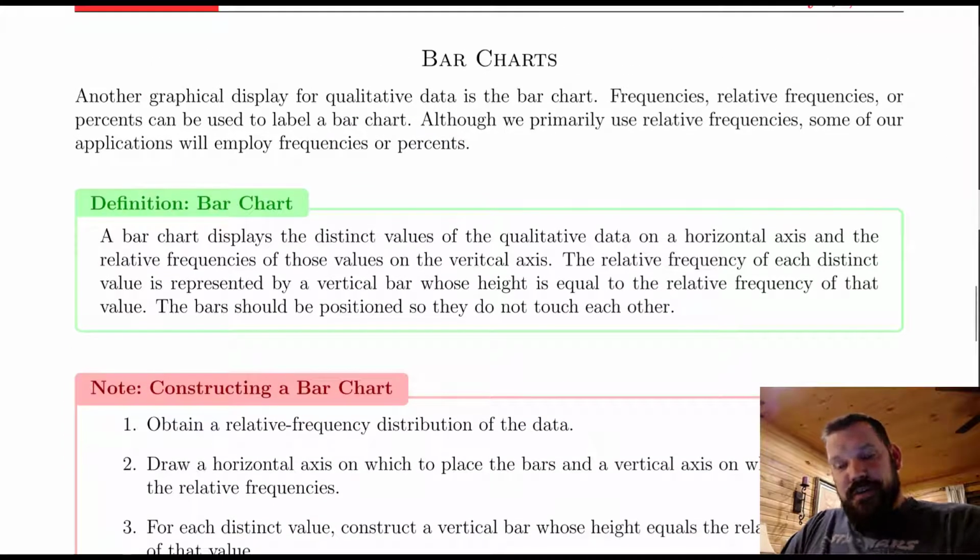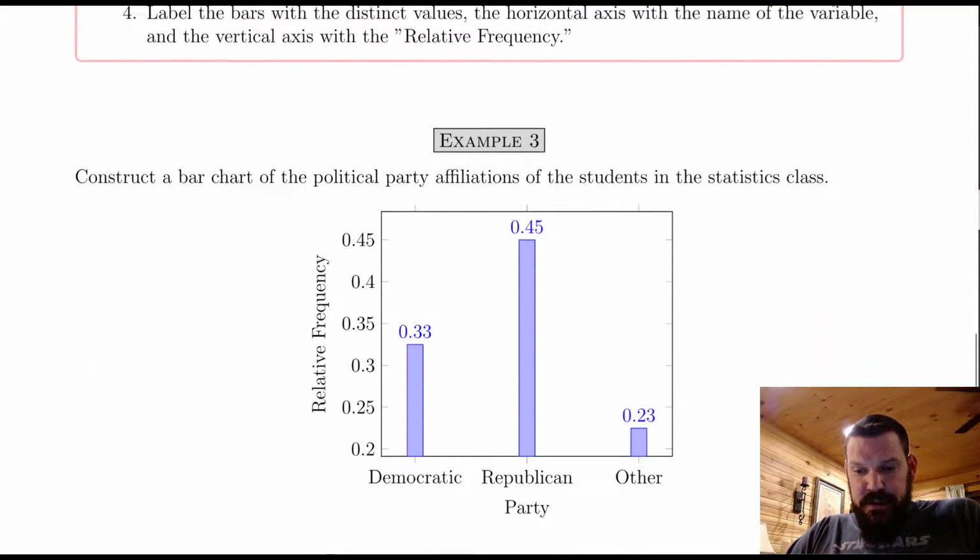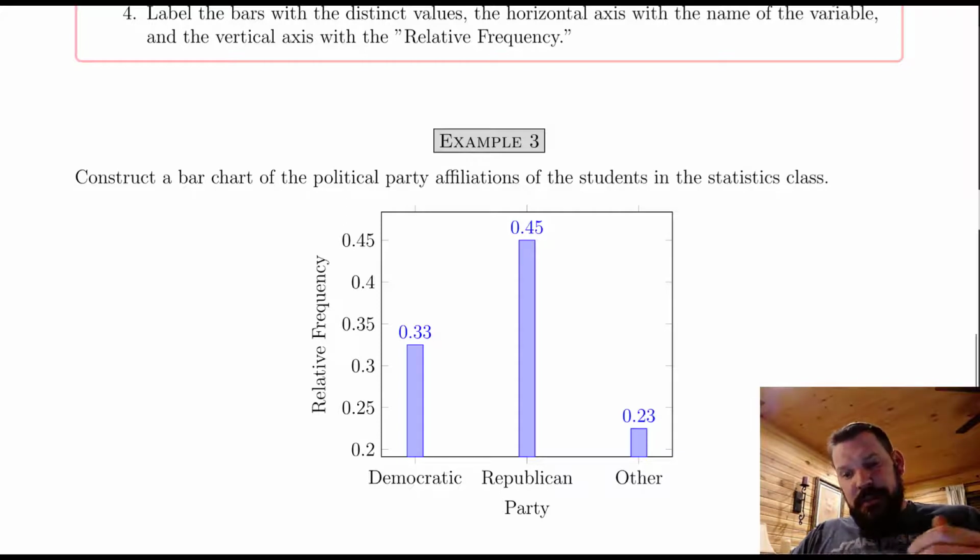Another graphical representation are bar charts. Again, this is something you've probably seen before. With a bar chart, you have the relative frequency or the frequency, whatever the case might be. So you can use the count or you can use the relative frequency on your vertical y-axis. And then across the bottom on the x-axis, you're going to have your variable. We're going to continue with the same example. In this case, we have students who identified as Democrats, students who identified as Republicans, and then students who identified as other. And we're using the relative frequency in this particular graph.